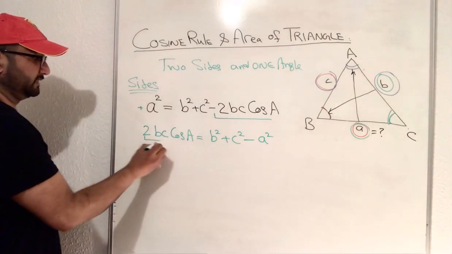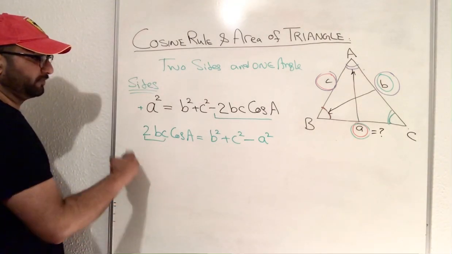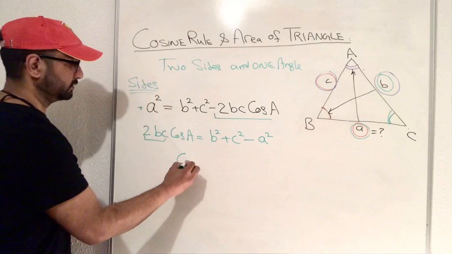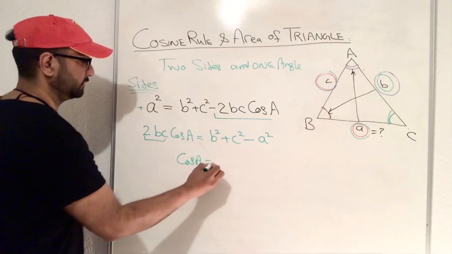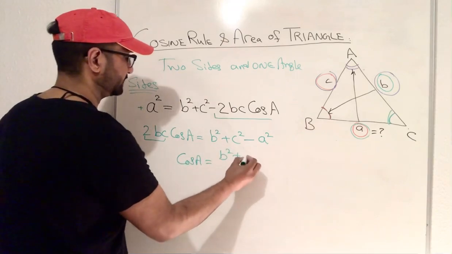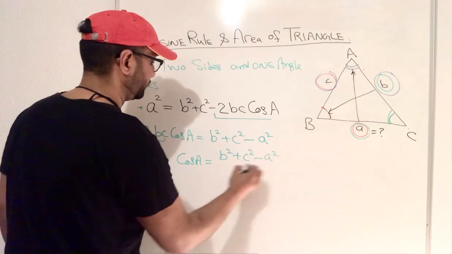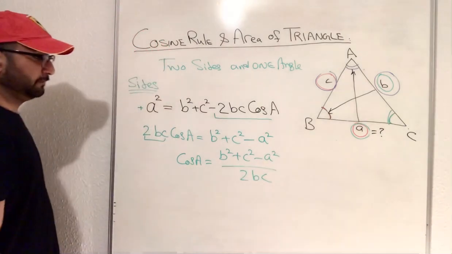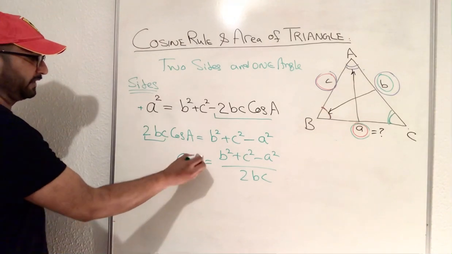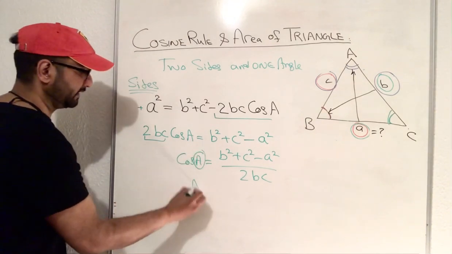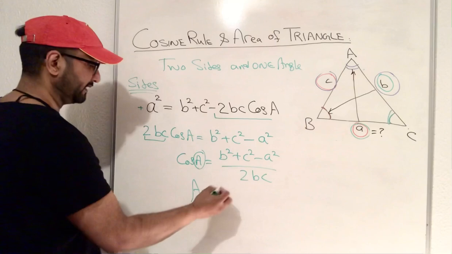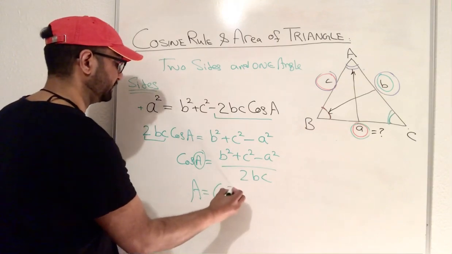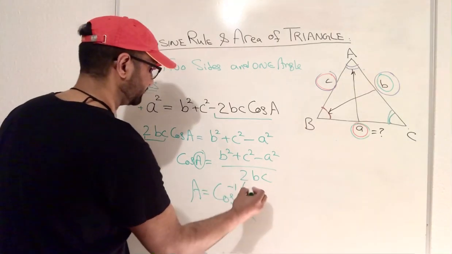So now in here, these values are multiplying, so we have to divide on both sides. So cos of a is equal to b squared plus c squared minus a squared over 2bc. But we need to find an angle. So angle A is equal to cos inverse of this function.